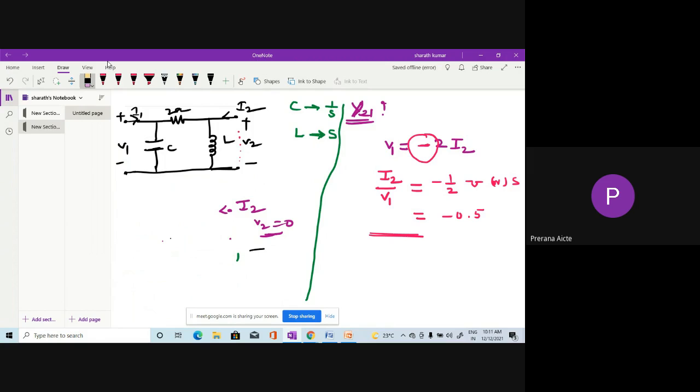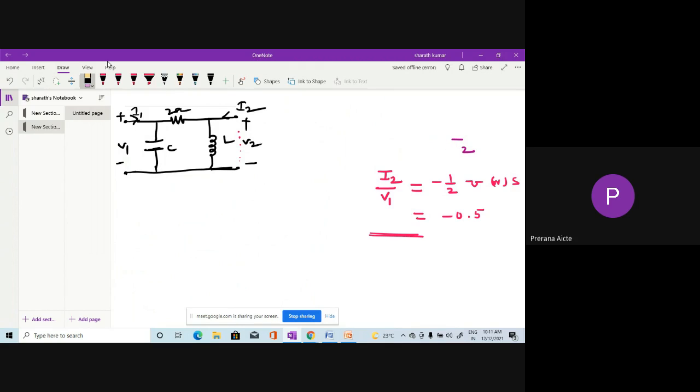Hope you understand thoroughly how to take out the network in order to solve Y parameters in a simple manner. But there is no problem to apply mesh and nodal analysis. You can approach that method also. That is also a good method, but it takes some 1 minute for the calculation. Just going forward, case 2.